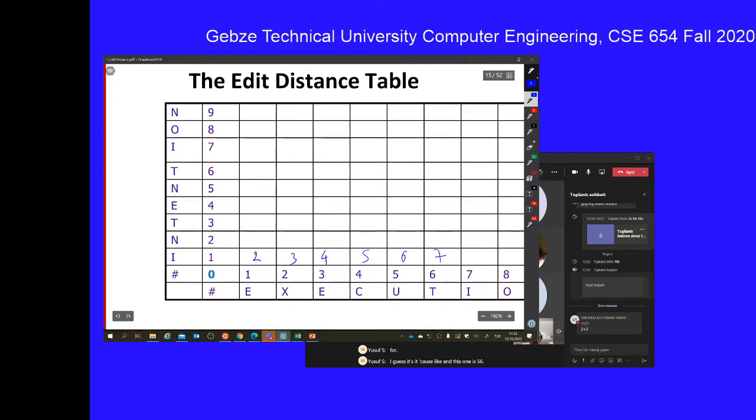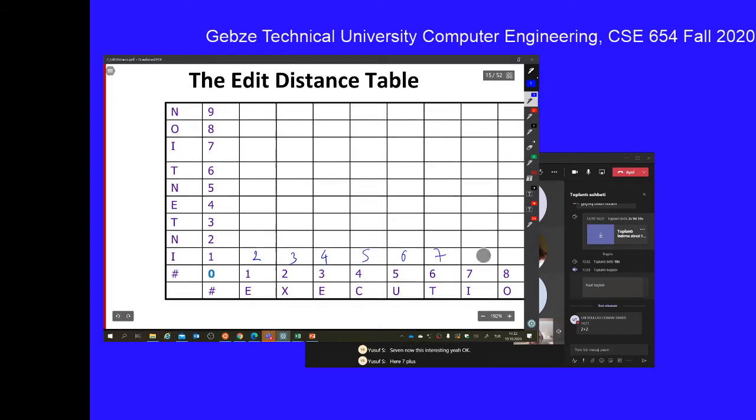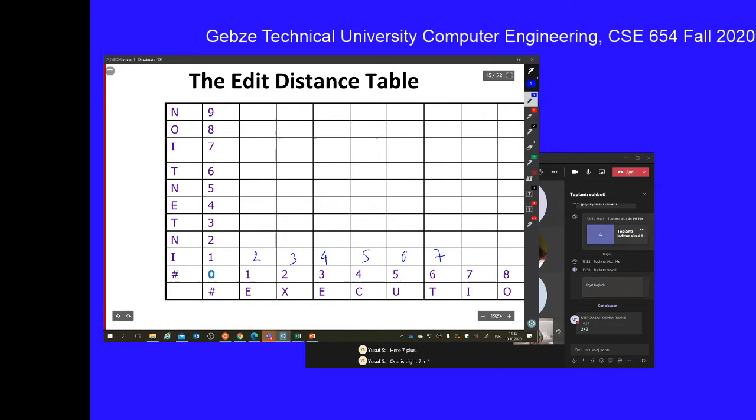Now this is interesting. Let's look at here. 7 plus 1 is 8. 7 plus 1 is 8. How about this one? Is it 6 plus 0 or 6 plus 2? It is 7. It is 6 plus 2 or 6 plus 0.